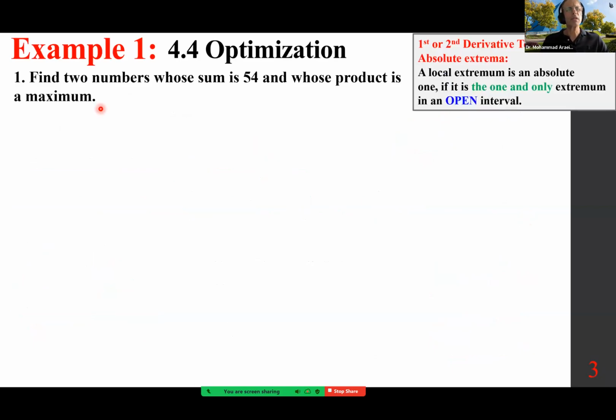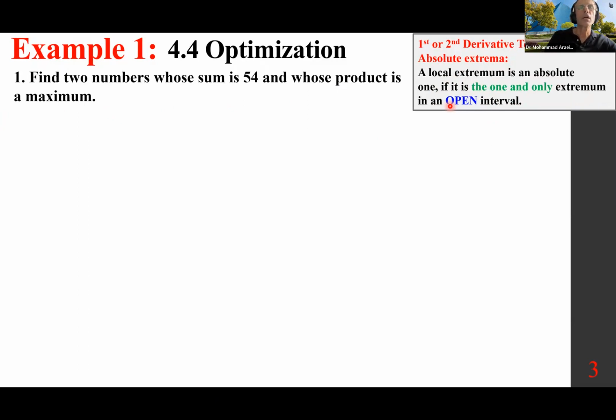Let's discuss optimization. We want to find, for example, two numbers whose sum is 54 and whose product is a maximum. First and foremost, let's remind everybody about the first and the second derivative test when it comes to absolute extrema. A local extremum is an absolute one if it's the one and only extremum in an open interval, meaning if you do the first or the second derivative test, it makes no difference. If you happen to have an open interval with one critical point, the local becomes absolute.